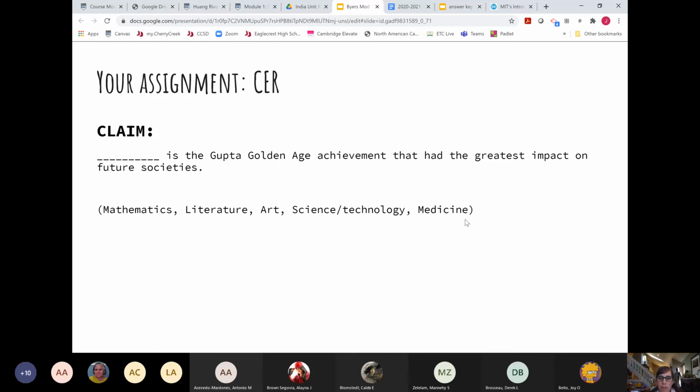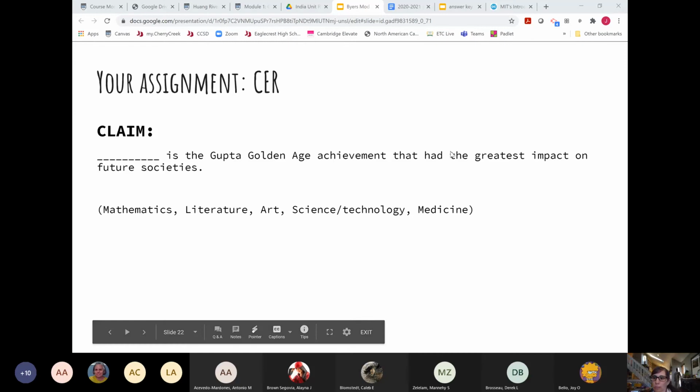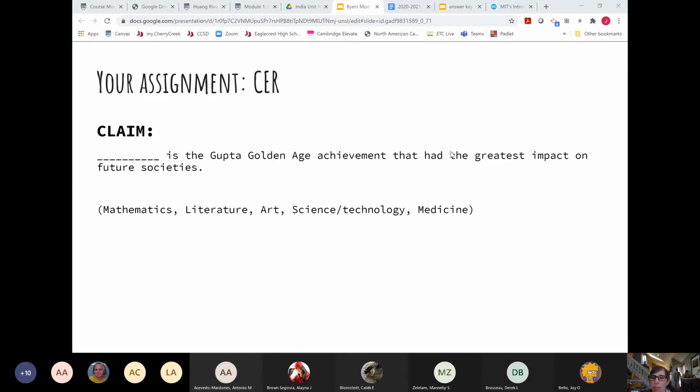Okay, once you've made your decision, let's use the chat to just write which one you chose. Zainab, can you see my screen now? Oh, good, okay. Go ahead and just fill in which one you think is the most important for future societies: mathematics, literature, art, science, technology, or medicine.